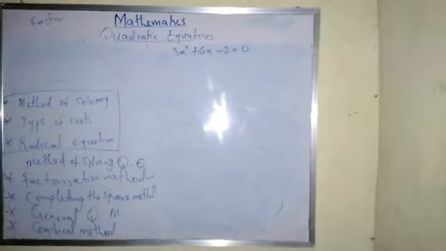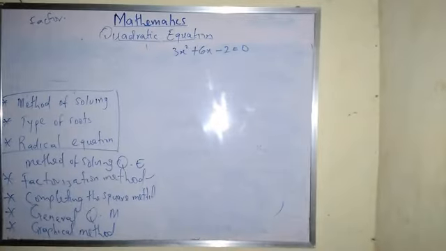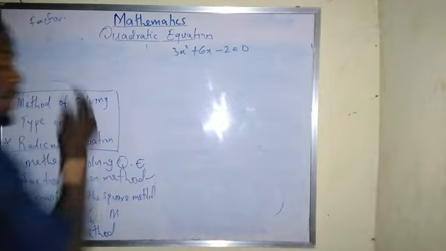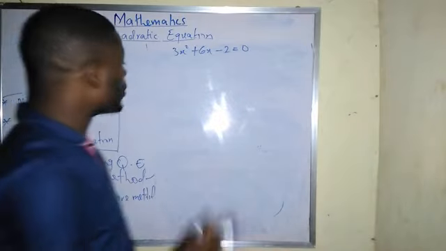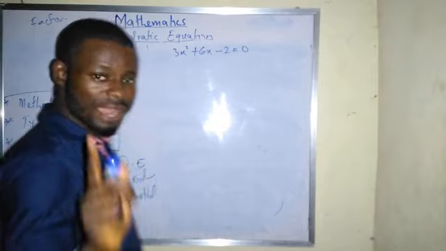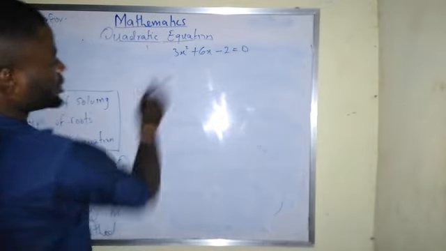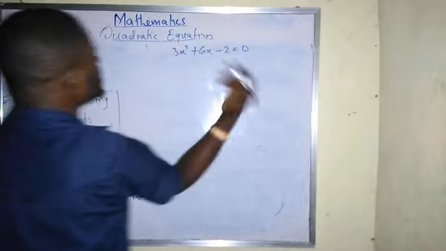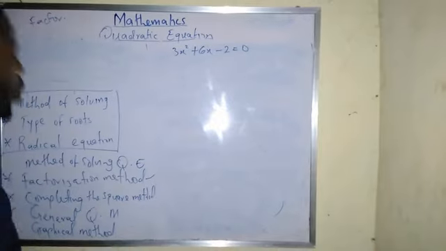Now you can see that this question is not factorizable. I will have ac as minus 6. There are no two numbers that add up to 6 and, multiplied, give minus 6, which is not possible. It means I will go to the complete square method.